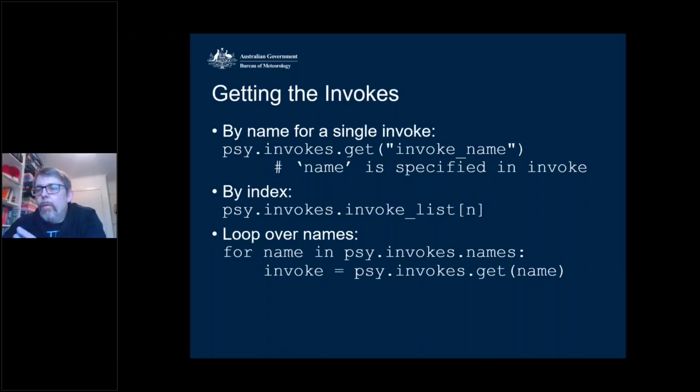It depends a bit how you structure your application, if you prefer the names or not. The most general way is probably if you want to loop over names. So there is a method called psy.invokes.names, which gives you all the names of the invokes. And then in that loop, you can actually get the invoke by calling psy.invokes.get, which is exactly that function up here.